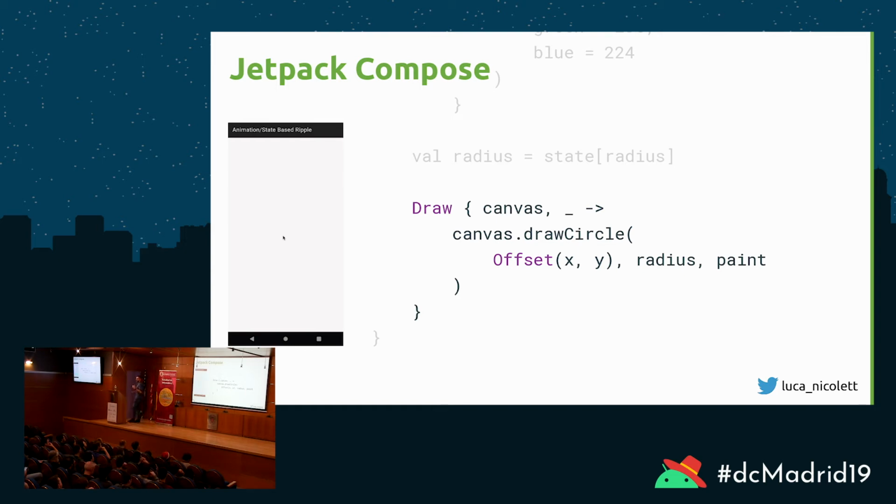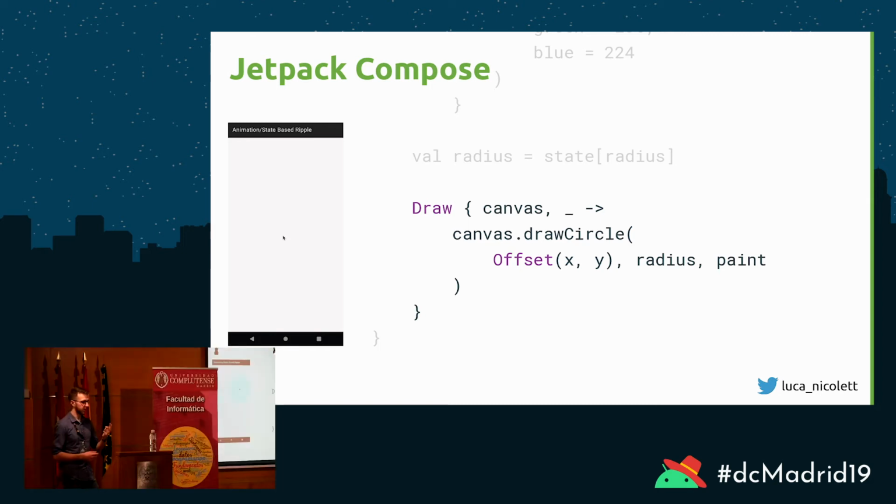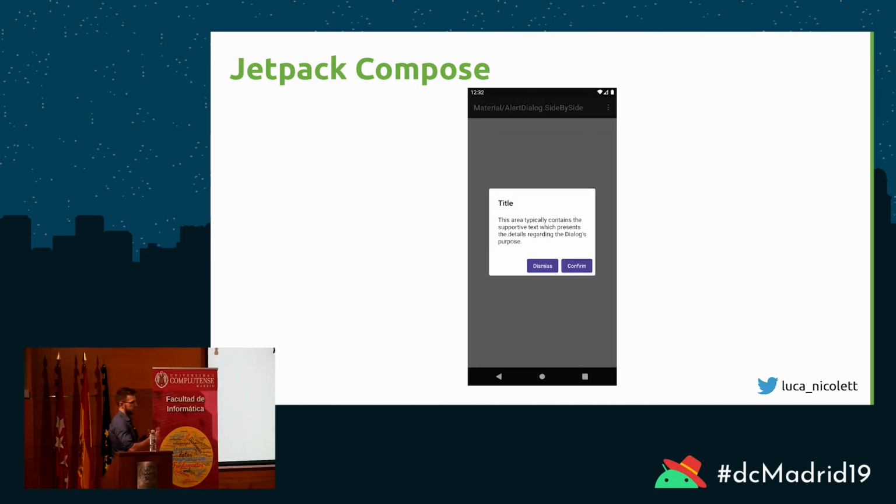And as this radius is being updated by the transition definition, every time it is updated, the draw function is being recomposed. And that's what creates the animation of the circle expanding.